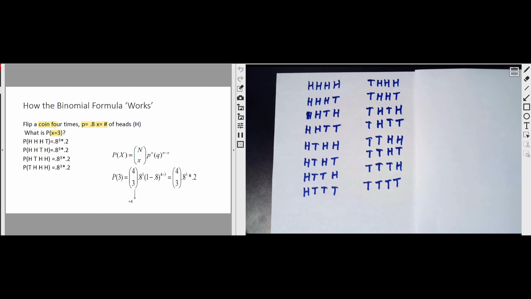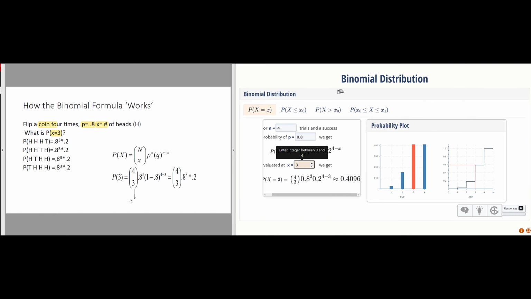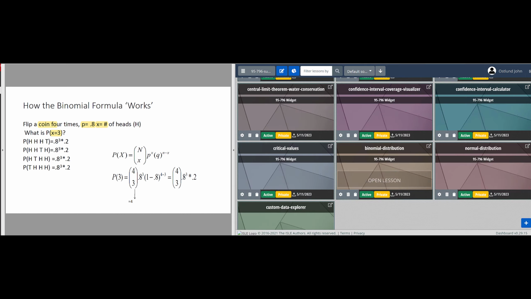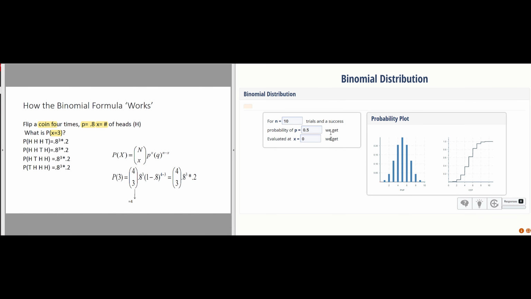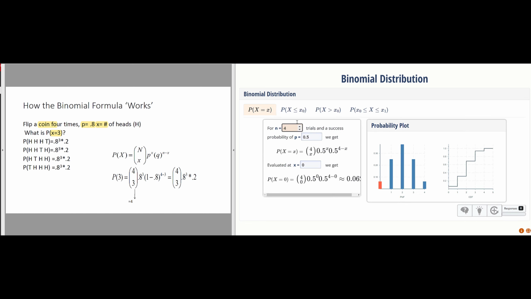And if we pull up our binomial distribution tool, I guess I should show how I did that. Okay, so I got down to this binomial distribution tool, open it, and it will come up by default showing you a binomial distribution for 10 trials with a probability of success of 0.5. So let's alter this to our situation. We're doing 4 trials, and for us, the probability of a success is 0.8.